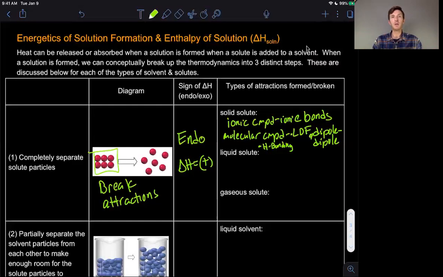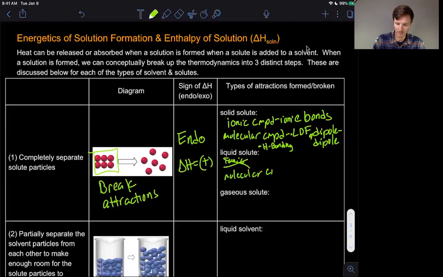Maybe we're going to dissolve a liquid in another liquid. And again, we're not going to really think of our ionic compounds being liquid solutes, because for these ionic compounds to be liquid is going to be at a very, very high temperature. And if that's the case, we're not really going to be making these solutions that contain a liquid as our solvent.